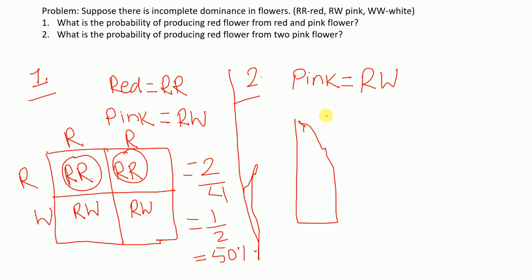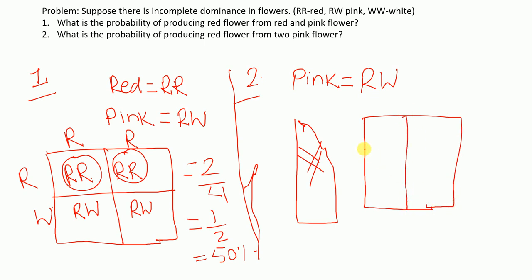I'm just going to create Punnett Square here. Okay, so 2 pink flowers, so we will write the genotype R and W. This is pink flower 1, and R and W, this is pink flower 2.